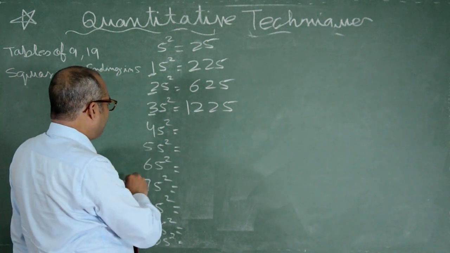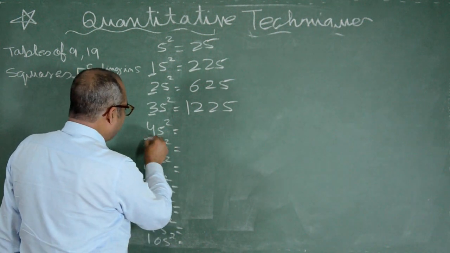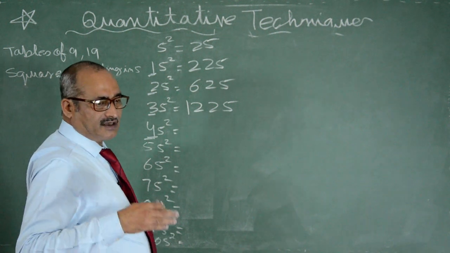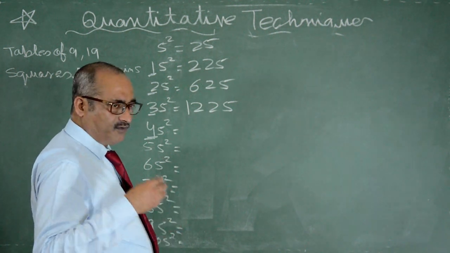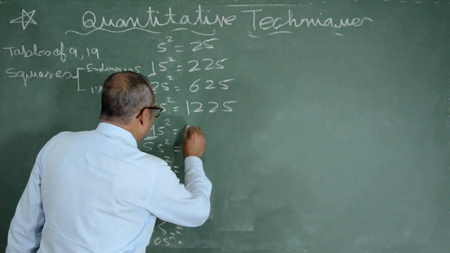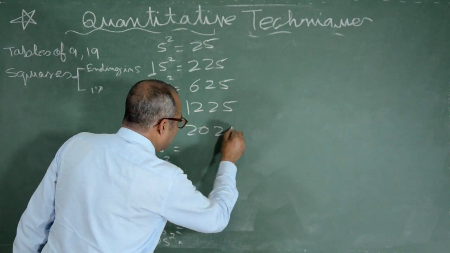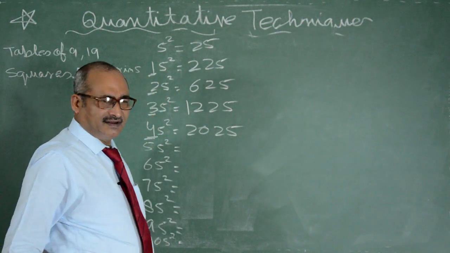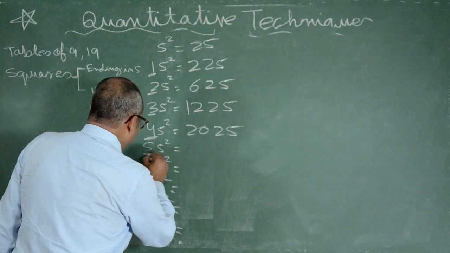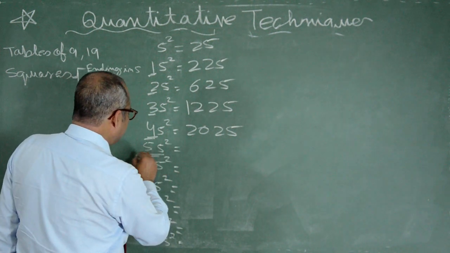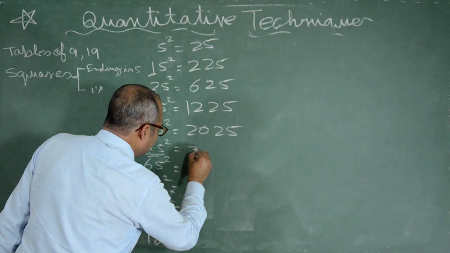In case of square of 45, before 5, 4 is written. Successor of 4 is 5. 4 multiplied by 5 is 20. Then write 25. The square of 55, before 5, 5 is there. 5 into 6 is 30.